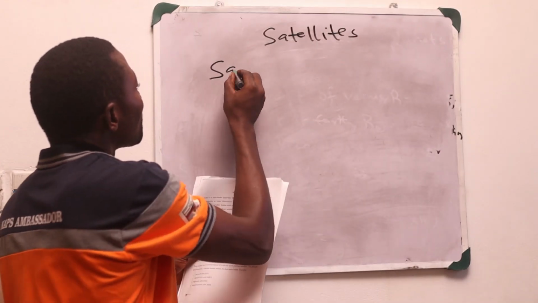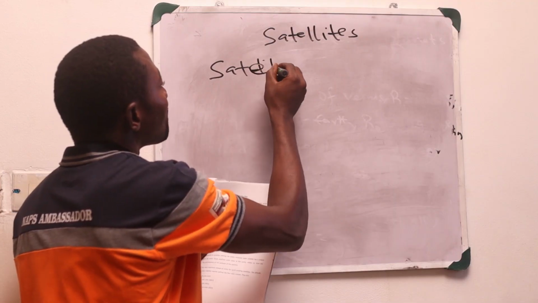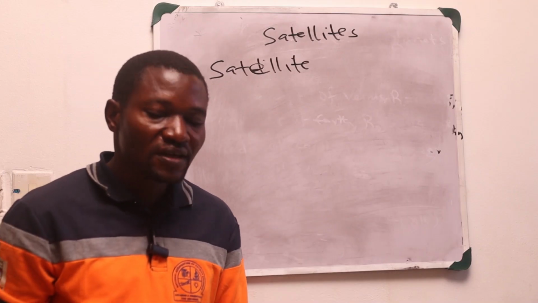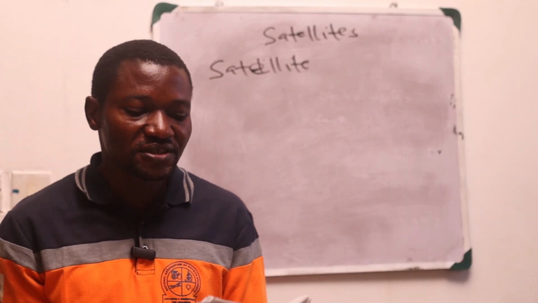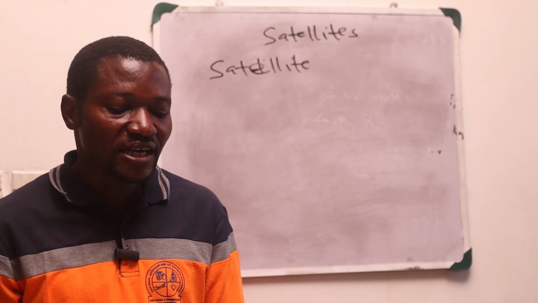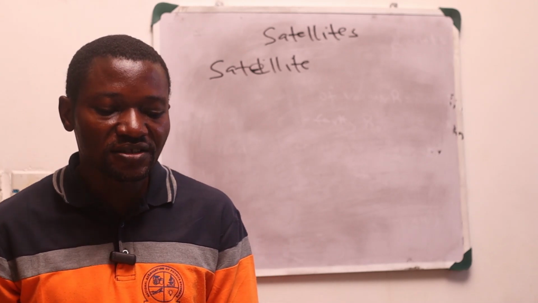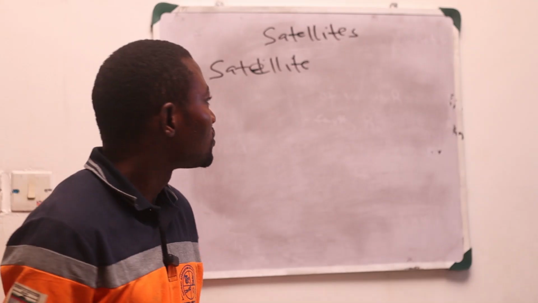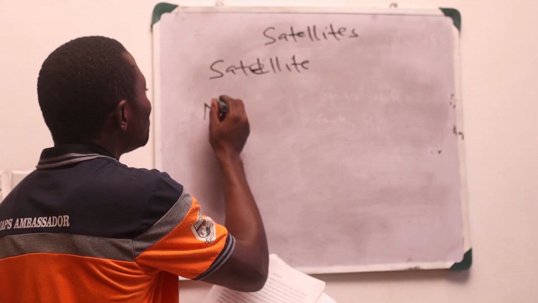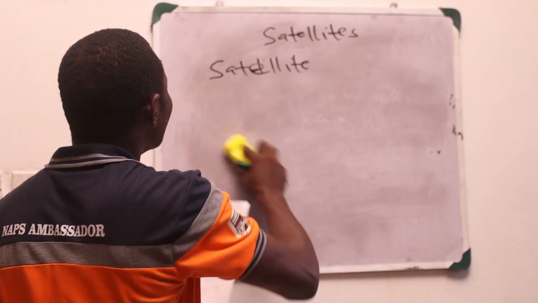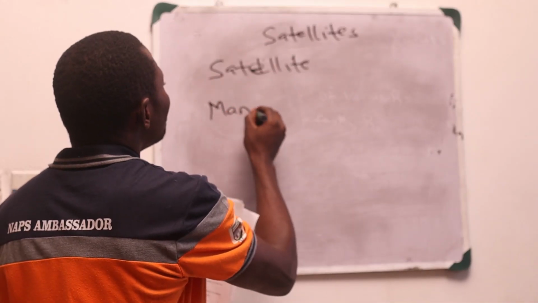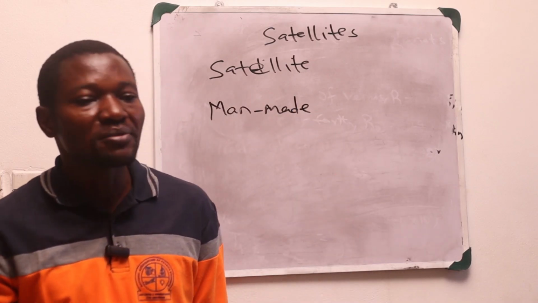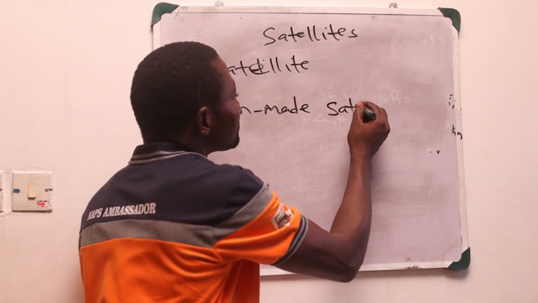Satellite is a man-made apparatus designed to be placed in orbit around a celestial body, generally to relay information, data, and some other things to the Earth. So, based on this, we say it's a man-made apparatus. So, based on this, we can say a satellite can be a man-made satellite.